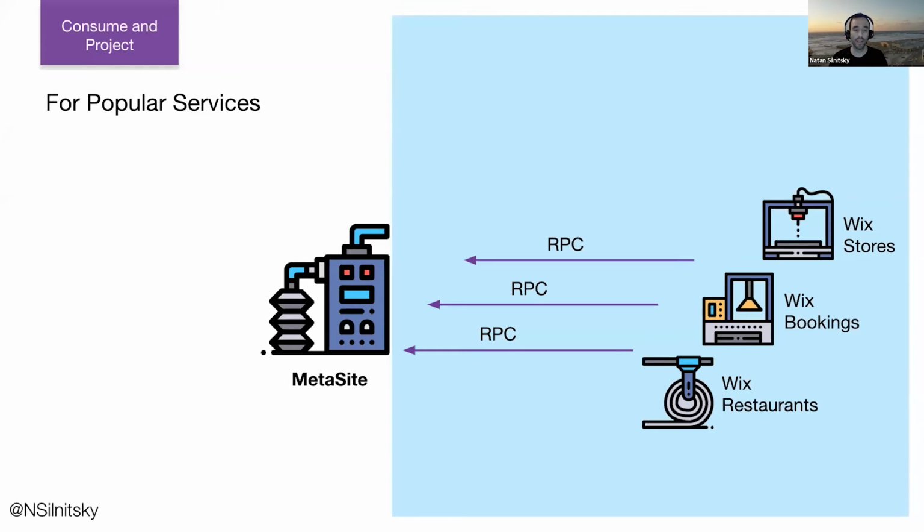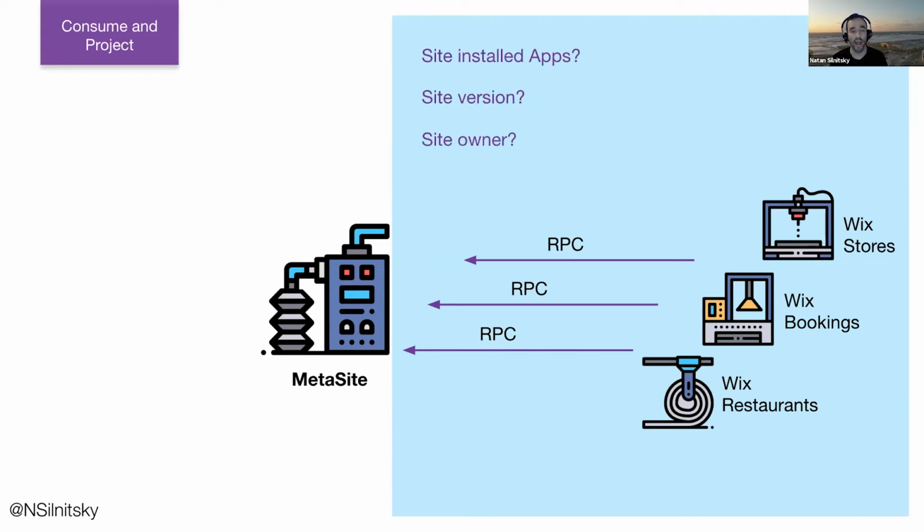Here we are seeing one of our more important basic services that handle a lot of basic infrastructure for our different microservices. It's called the meta site service, and it is in charge of a lot of flows. For instance, which sites are installed, which applications are installed for each site. What is the site version? Who is the site owner? So a lot of metadata that's related to Wix websites.